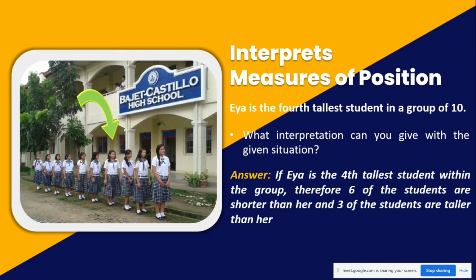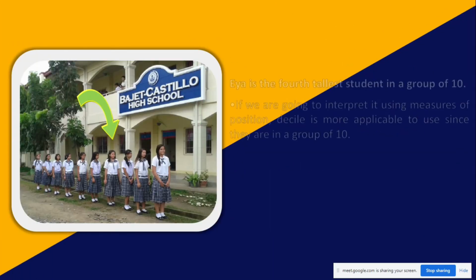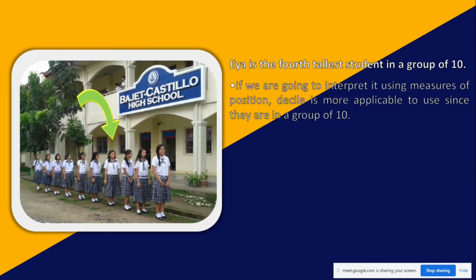The possible answer is: if Aya is the 4th tallest student within the group, therefore 6 of the students are shorter than her and 3 of the students are taller than her. Is that right? There are 6 who are shorter than her, while 3 are taller than her. Going back, if Aya is the 4th tallest student in the group of 10, and we interpret it using measures of position, decile is more applicable since they are in a group of 10.